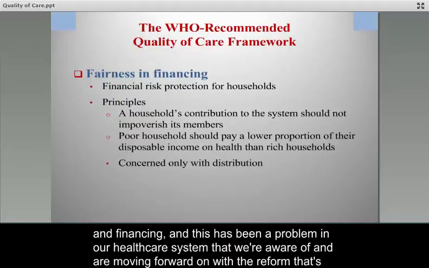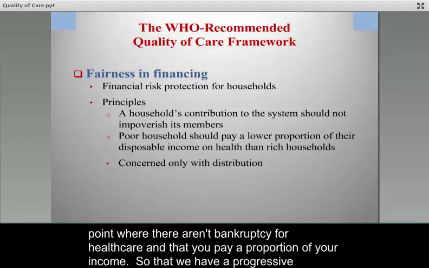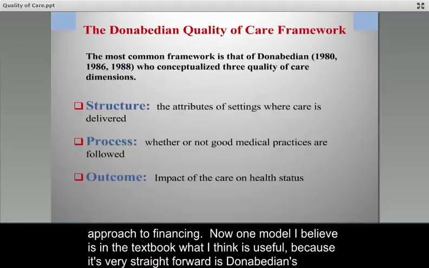They stress fairness in financing, and this has been a problem in our healthcare system that we're aware of and are moving forward on with the reform that's coming. The idea is that your contribution to the system should not impoverish you. Wouldn't it be wonderful when we get to the point where there aren't bankruptcies for healthcare? And that you pay a proportion of your income, so that we have a progressive approach to financing.